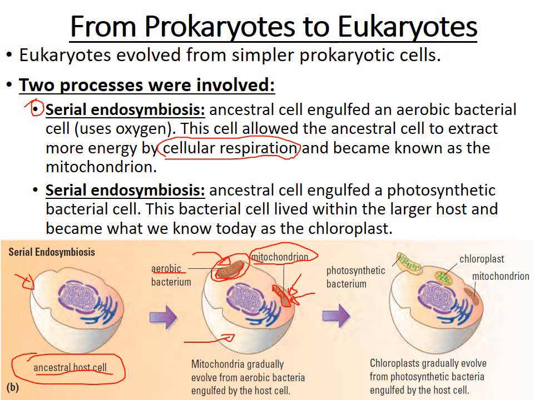Now, if a cell only took in this aerobic bacterium, it might have been an animal cell or a fungal cell somewhere along the line, or some kind of protist that does not have chloroplasts. But some of these cells went on to consume more bacteria. And if they consumed a photosynthetic bacterium, the photosynthetic bacterium that was thought to have been consumed was a cyanobacteria.